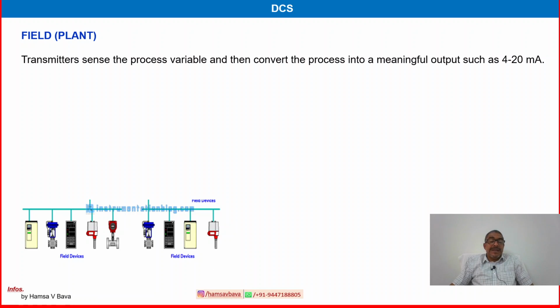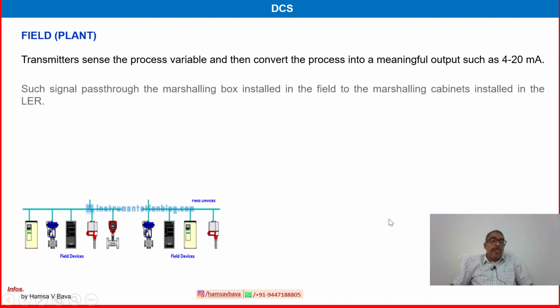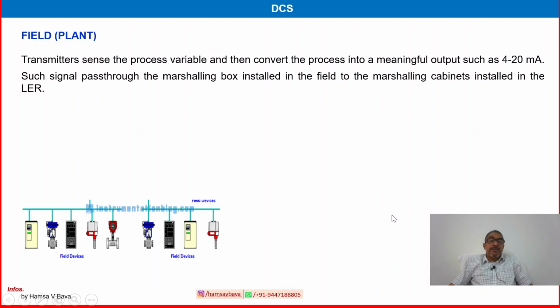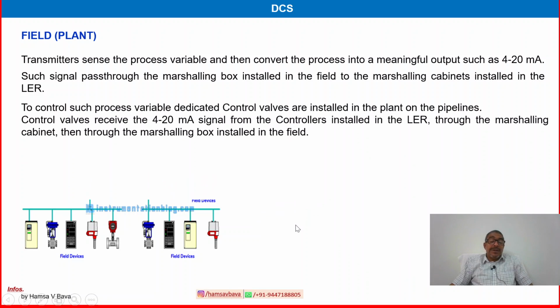Transmitters sense the process variable, then convert it into a meaningful output such as 4 to 20 milliamps when we are using a digital or electronic transmitter. Pneumatic transmitters are also there, but nowadays most of the modern plants are using digital or electronic transmitters. So it produces 4 to 20 milliamps equivalent to the field information. Such signals pass through the marshalling box installed in the field to the marshalling cabinet installed in the LER. This information is very clear.